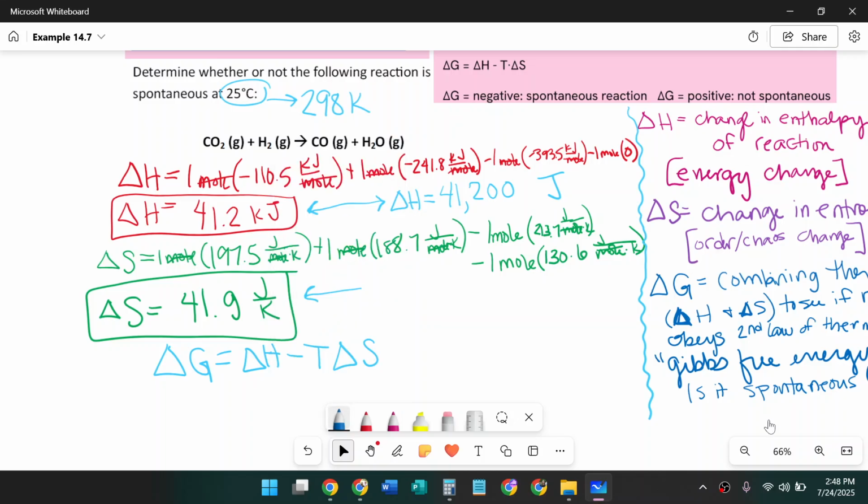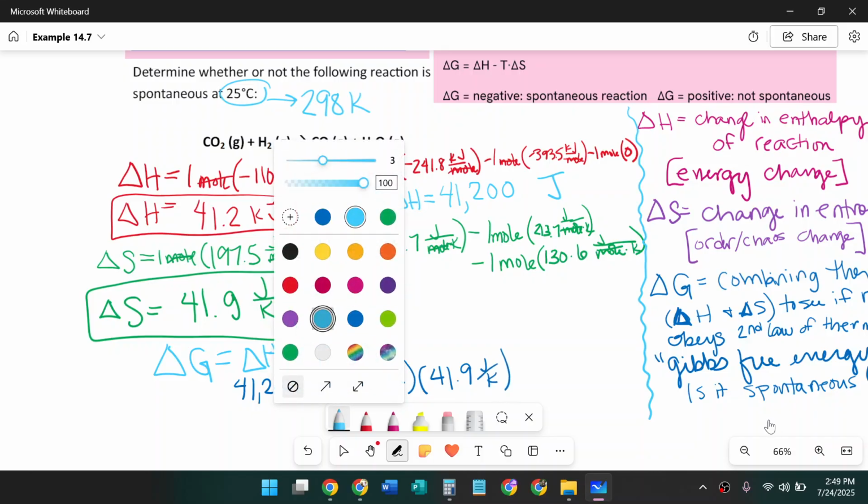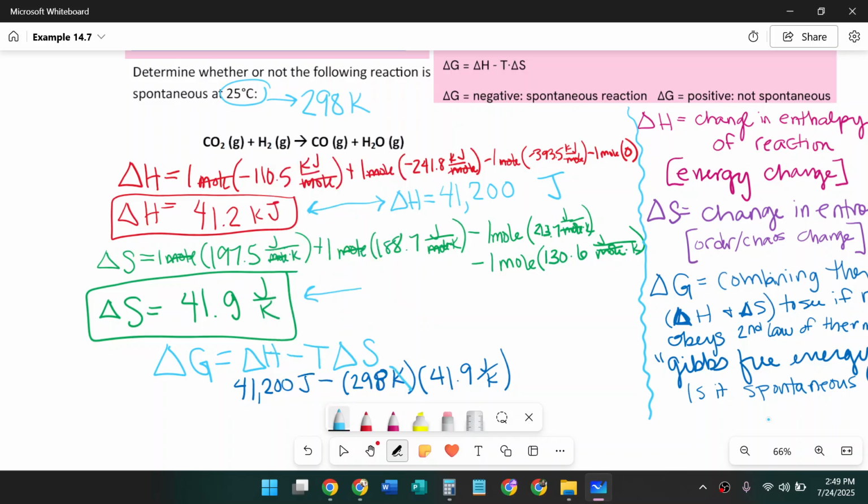This light blue color is just too hard to read. All right, so we're going to take our numbers that we have. So change in H is 41,200 joules. We're going to subtract the temperature in Kelvin, which is 298 K, and multiply that by the change in S, which is 41.9 J per K. Let's scratch out the units using this blue so it doesn't get too messy to read.